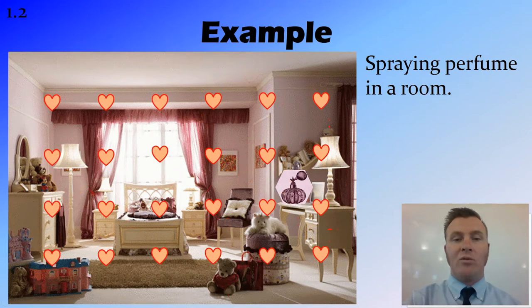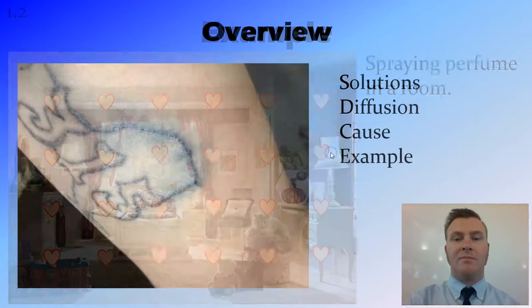Finally, we have them all spread out. So we've got the solute particles, these perfume particles, spread all across the room, and they are homogeneous. So there's the same amount in all different places of the room, and spread evenly all over the room. And this is equilibrium, and that is where diffusion stops because there is no longer any concentration gradient. We have the same concentration of perfume here as we do over here.